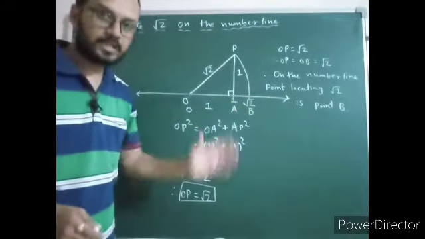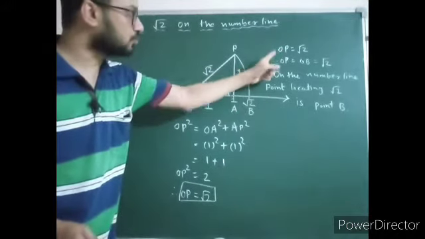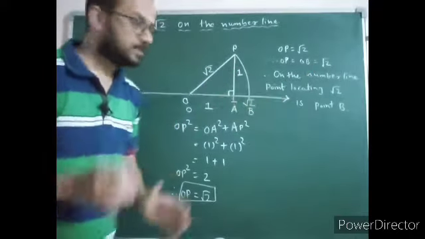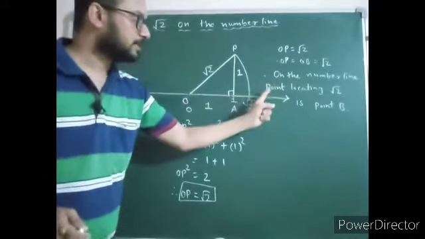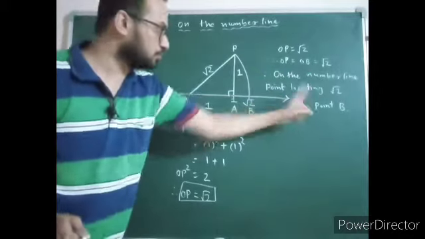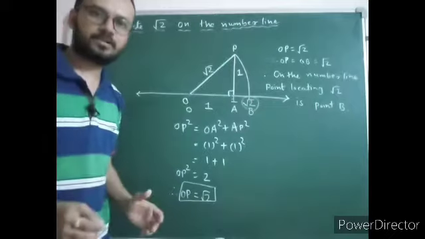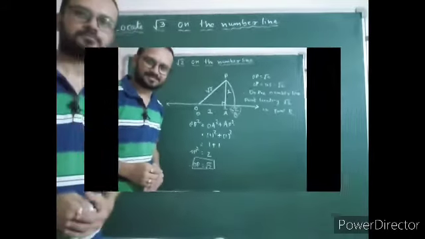So in this case we can say that as OP equals root 2, therefore OB is also root 2. Therefore on the number line, the point which locates root 2 is the point B. This way we can locate root 2 on the number line.